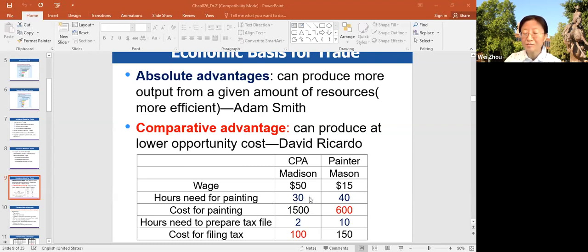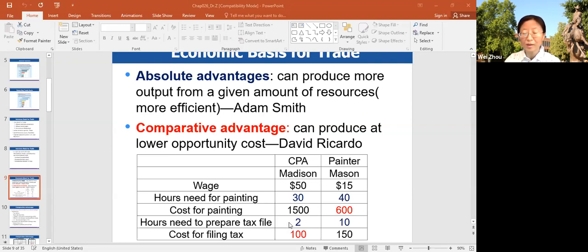More productive means in the same amount of time you can produce more, or for the same job it takes you shorter time. Either way you are more productive compared to the other one. In that case, we call it the absolute advantage: either you produce more output from a given resource, or you use fewer resources to produce the same output, but either way you are more efficient. So in this situation, Madison is more efficient on both, so Madison has absolute advantage on either painting the house or preparing the tax file.